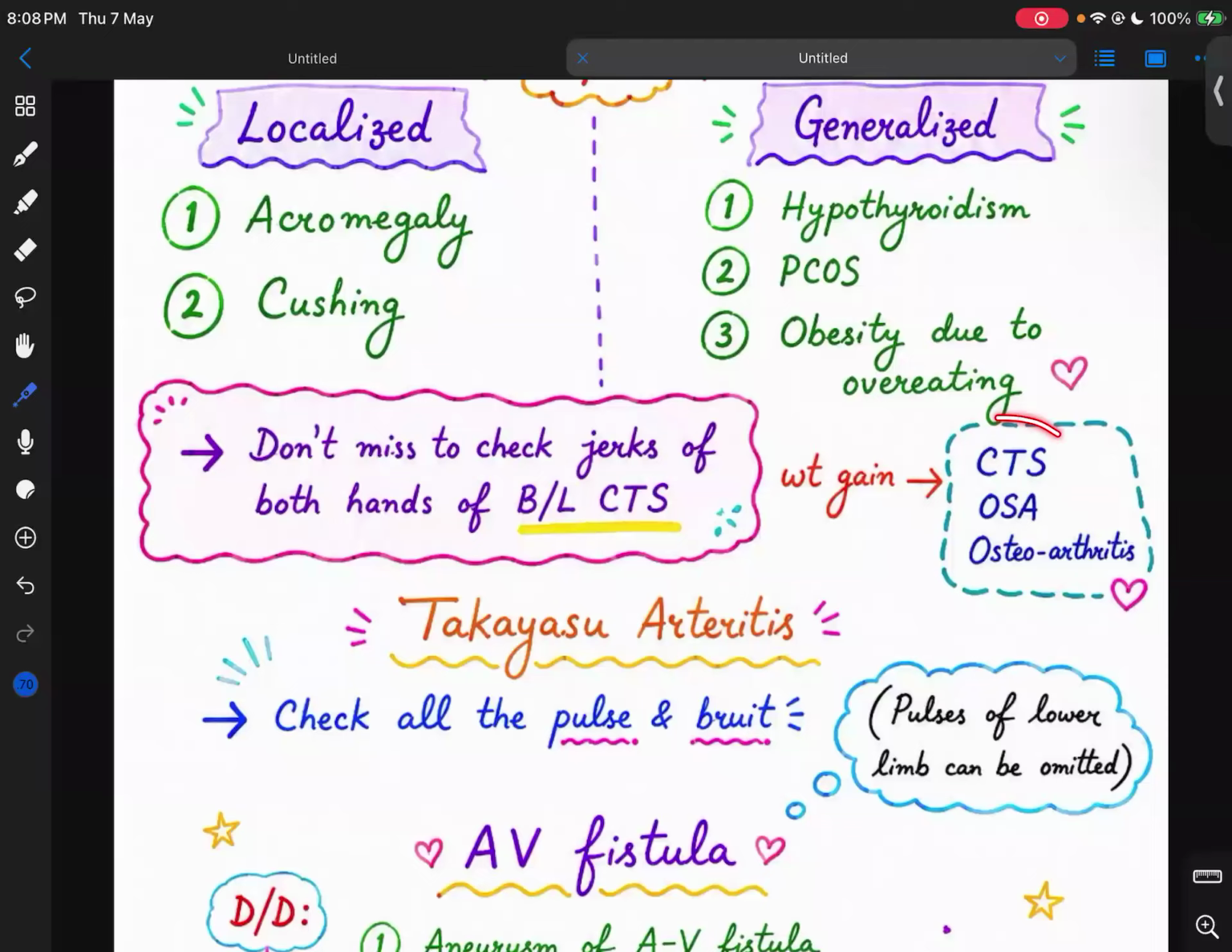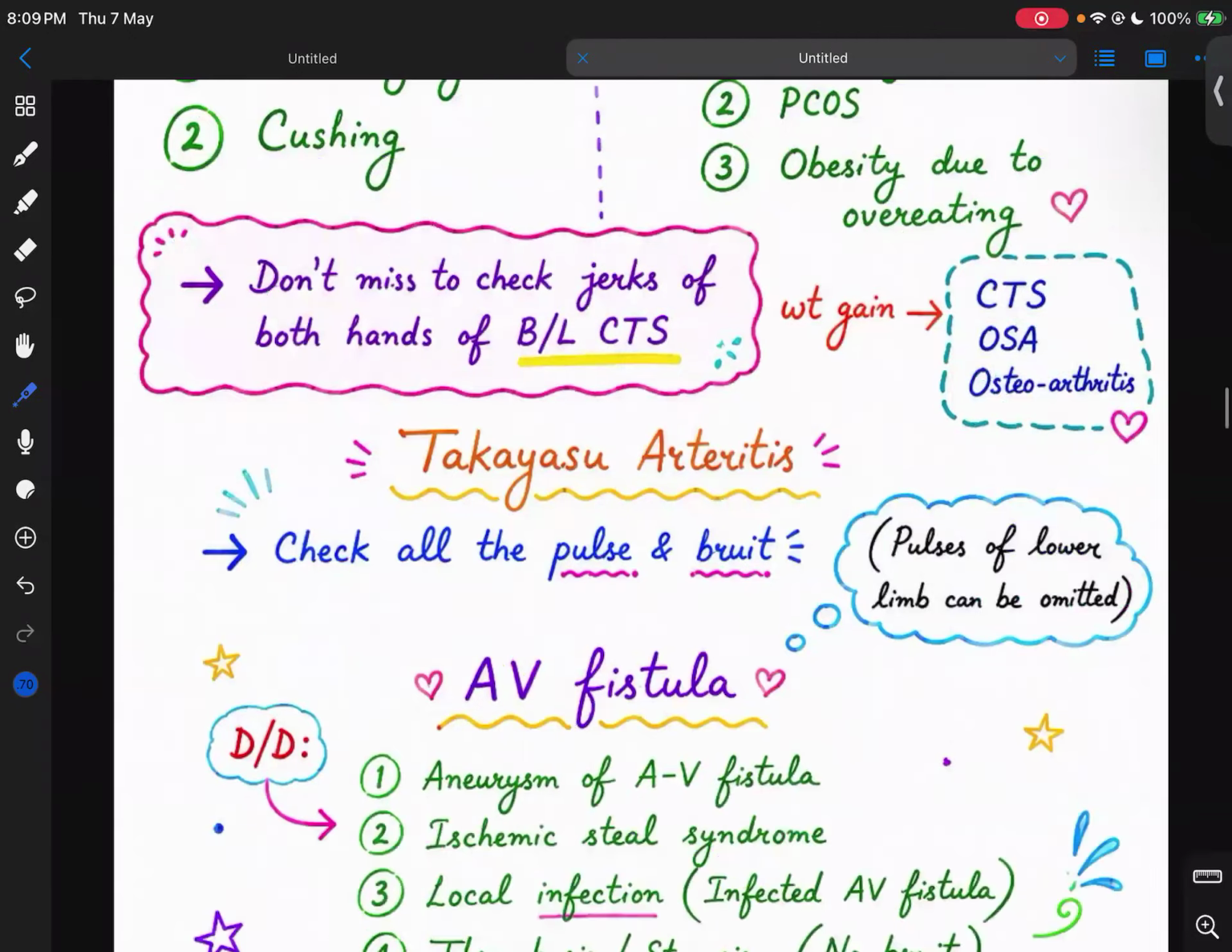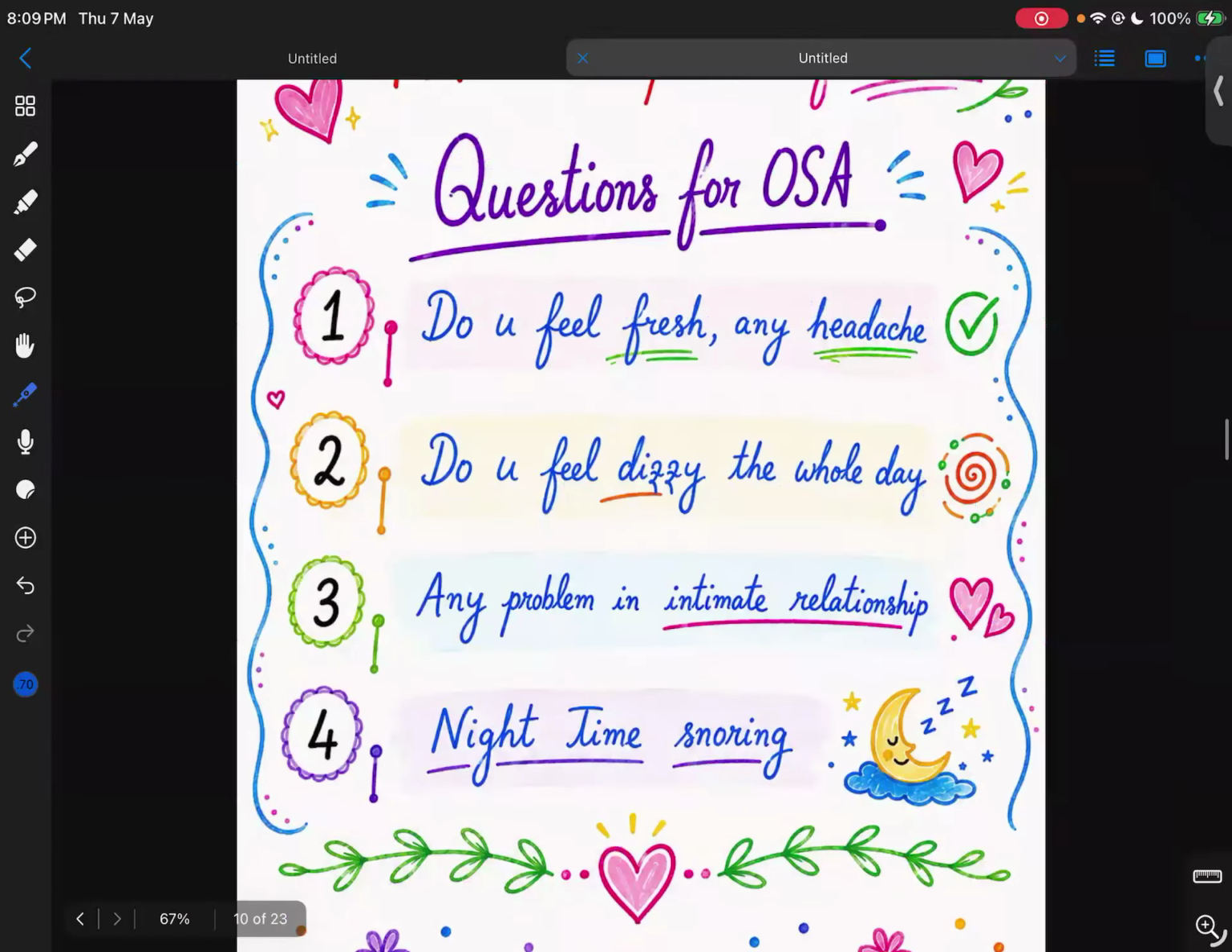How to rule them out? For carpal tunnel syndrome, we have already told you the screening question, that is tingling and numbness at hands and feet, that will be worse when shaking or in cold water. For obstructive sleep apnea, we have to ask about any nighttime snoring. If the patient complains that yes, I have nighttime snoring, then we have to ask 3 other questions. Daytime sleepiness. Early morning headache. We have to ask, do you feel fresh after getting up from the bed in the morning? And do you have any headache in the morning?